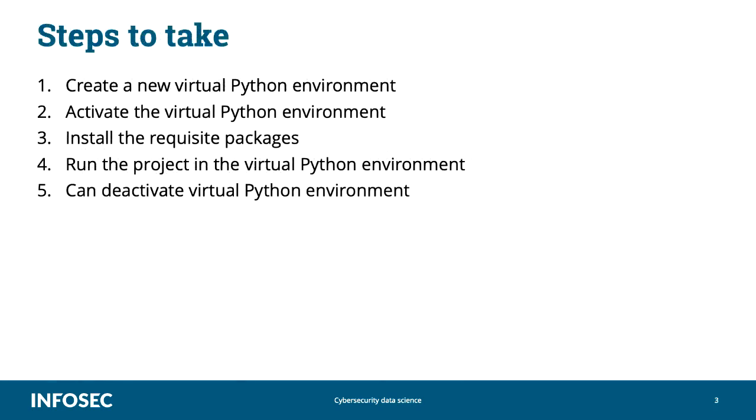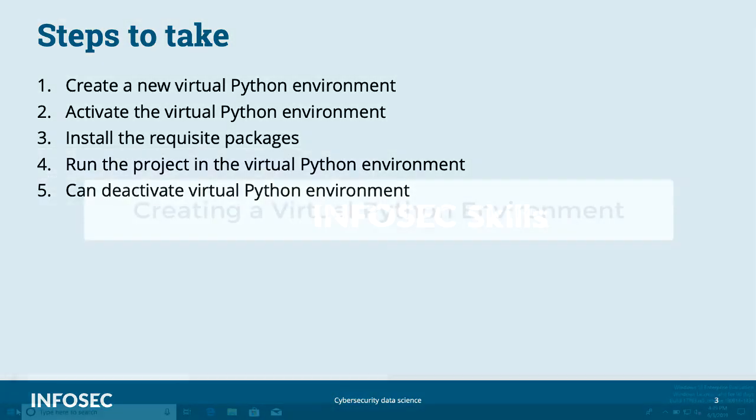The basic steps for using a virtual Python environment are that first you create one, then you activate it. You can then install whatever packages you need for the specific project or application you're looking to do. Then you run this project in the virtual environment. And when you're finished, if you'd like, you can deactivate this environment and switch back to another one.